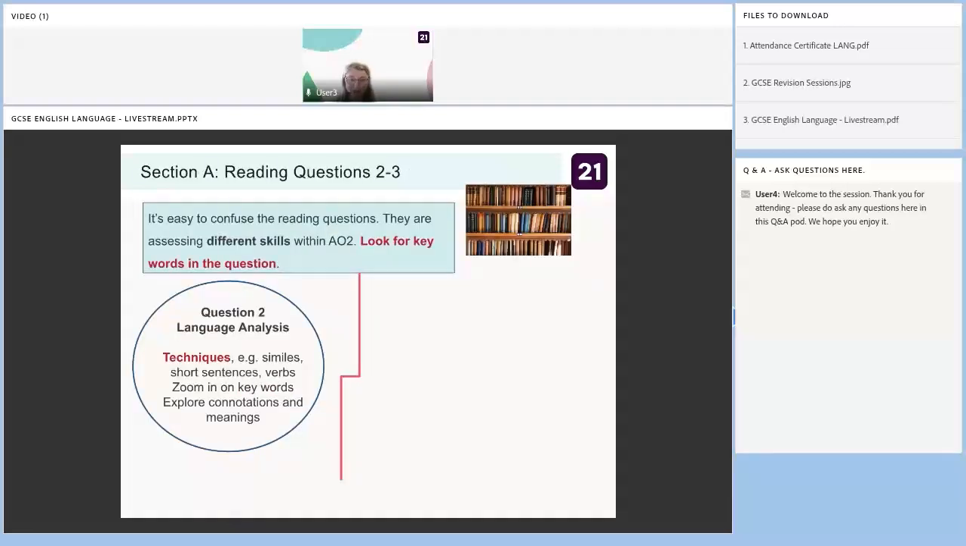So let's get into looking at some of the questions, and what we've chosen to go through is the questions that sometimes people find a little bit confusing. So on the AQA, questions 2 and 3 are both assessing AO2, Assessment Objective 2, but they are looking at different skills. So question 2 asks you to look at language. So things like similes, verbs, adjectives, metaphors. This is the one where you're zooming in on keywords and looking at meanings and connotations.